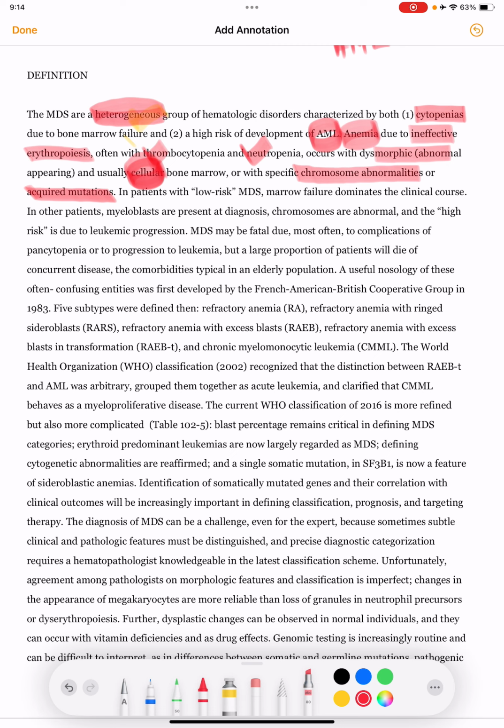In patients with low risk MDS, marrow failure dominates the clinical course. In other patients, myeloblasts are present at diagnosis, chromosomes are abnormal, and the high risk is due to leukemia progression. Low risk means marrow failure, high risk means leukemia. Leukemia means myeloblasts are present at diagnosis, chromosomes are abnormal, and the high risk is due to leukemia progression.